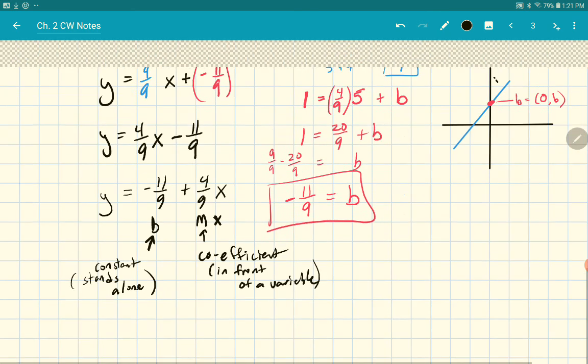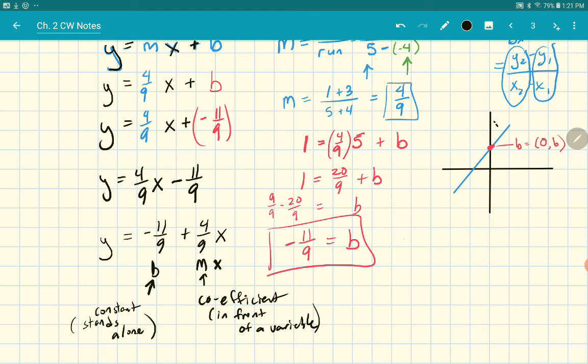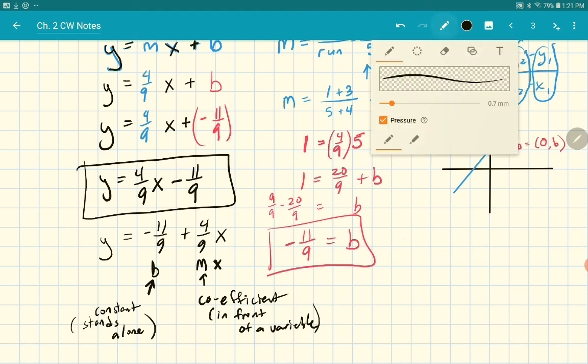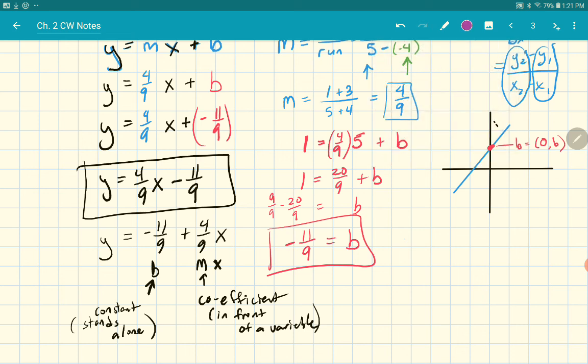Sometimes I'll switch the order, especially when the slope is negative. But in this case, here's our best solution. y equals mx plus b. That's my final answer.